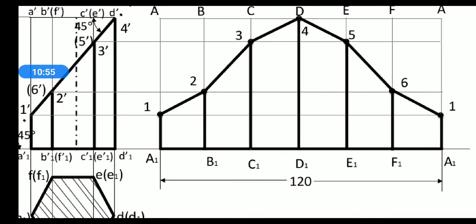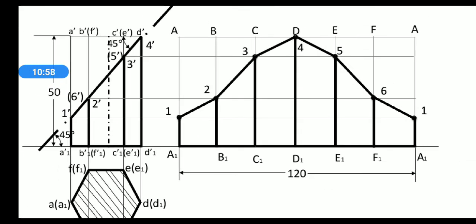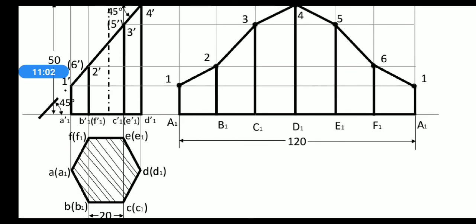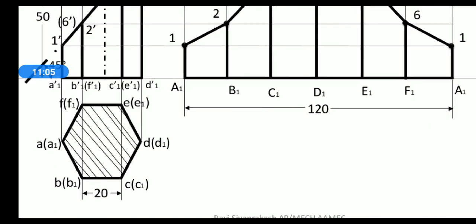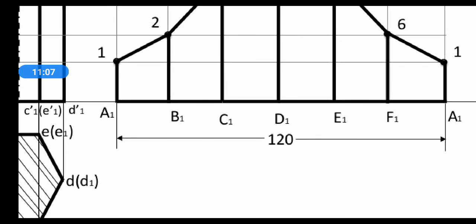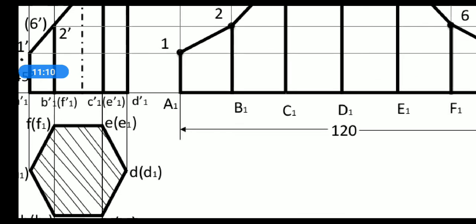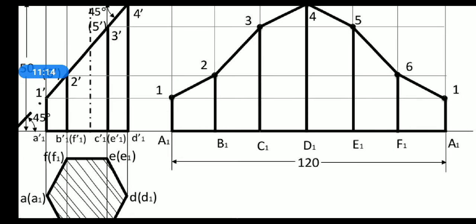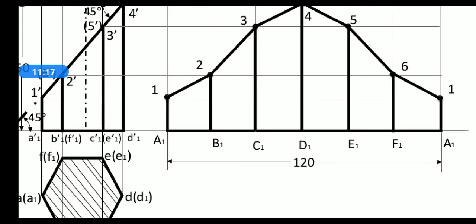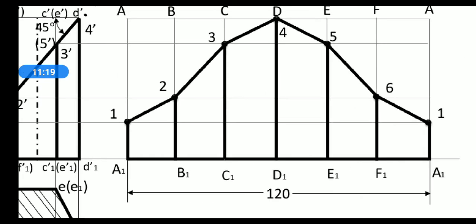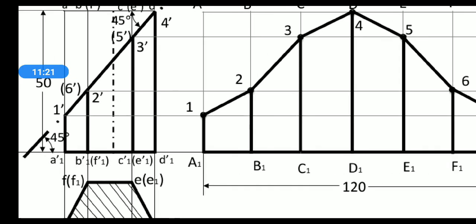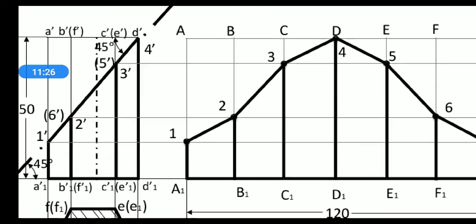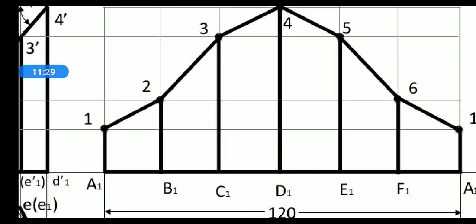Now project towards the right side. As it is a hexagonal prism and we use the parallel line method, we have to take the hexagon. The side of the hexagon is 20 and there are 6 sides, 6 into 20, 120. So we have to take the length as 120 mm and divide it into 6 equal parts, because a hexagon has 6 equal sides. Now projecting 1 dash, 2 dash, 3 dash, and with respect to A1 we can get points 1, 2, 3, 4, 5, 6 as shown in the figure.